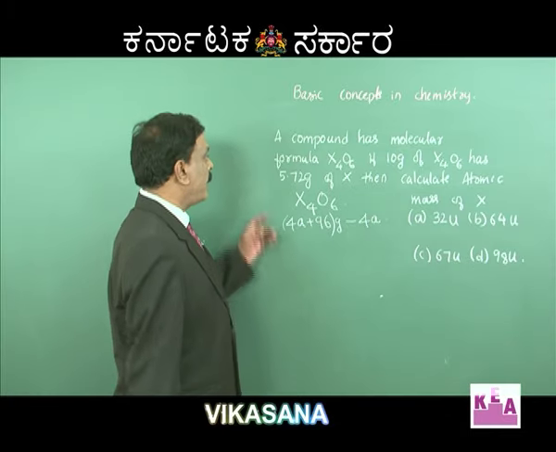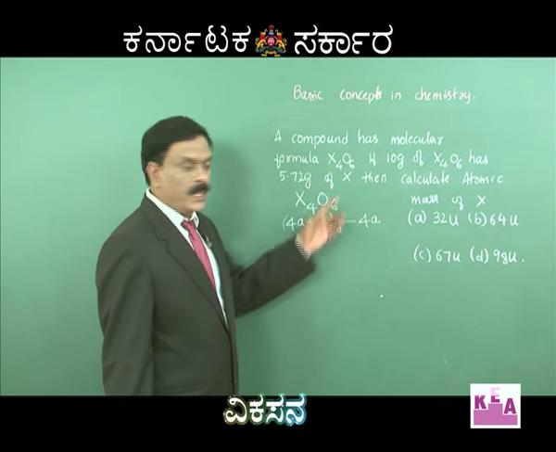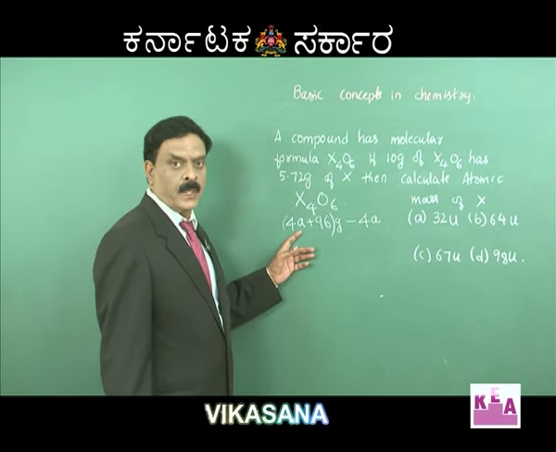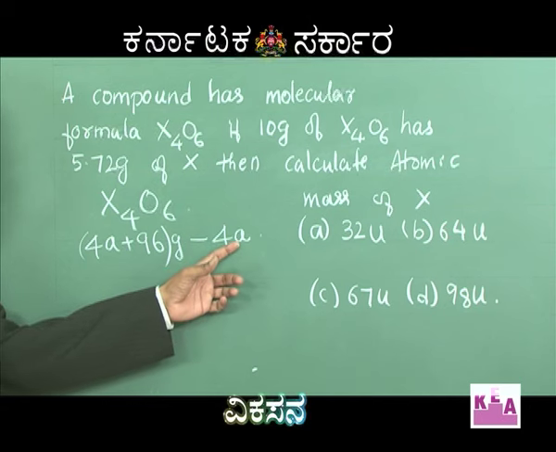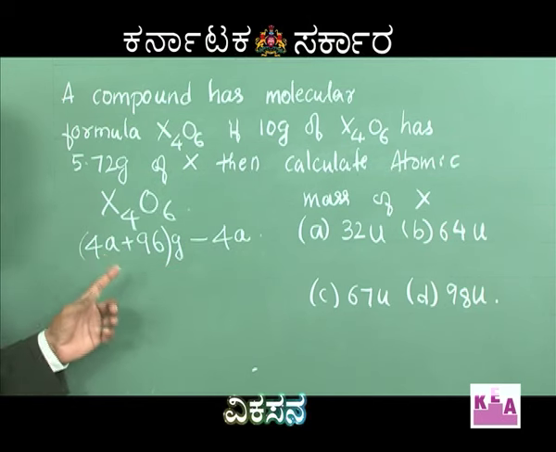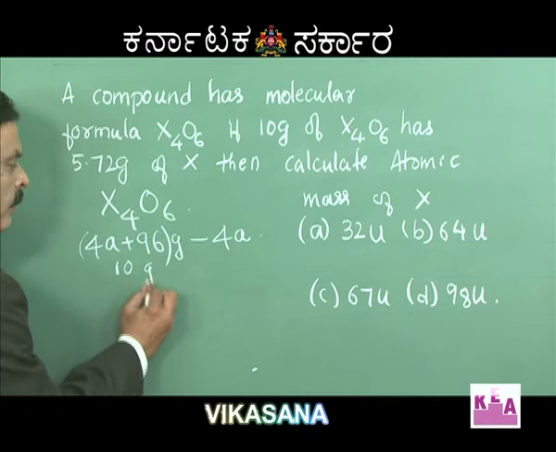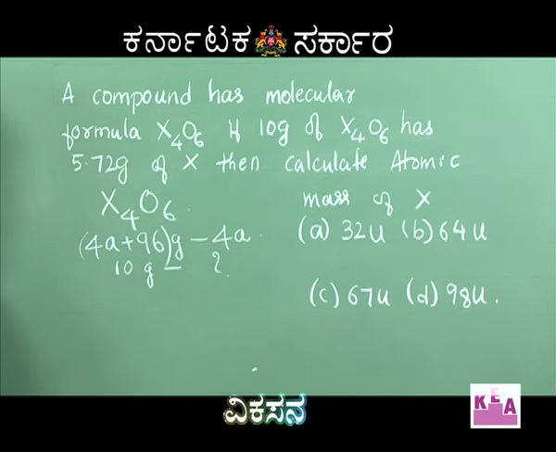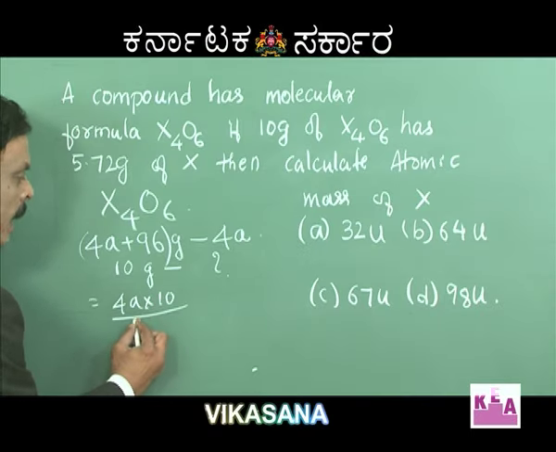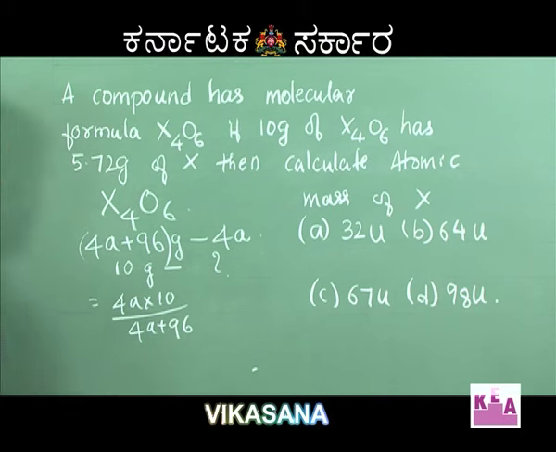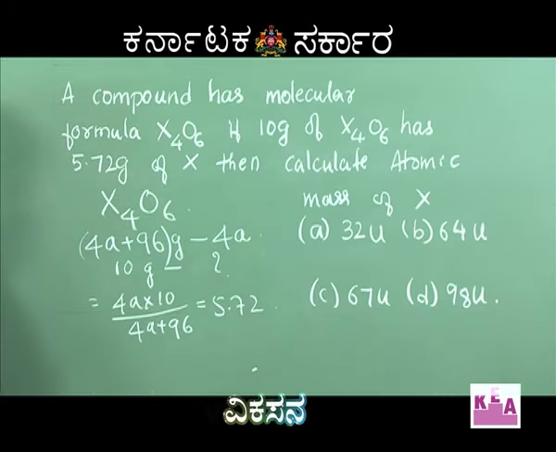Now, what do we want in this particular question? We have to know the atomic mass of X, that is, we have to evaluate the value of A. So, here 4A plus 96 grams of X4O6 contains 4A grams of X, but here we have taken 10 grams of X4O6. Therefore, 10 grams of X4O6 will contain how much of X? That will be equal to 4A into 10 divided by 4A plus 96. And this is equal to, as given in the problem, it is equal to 5.72.